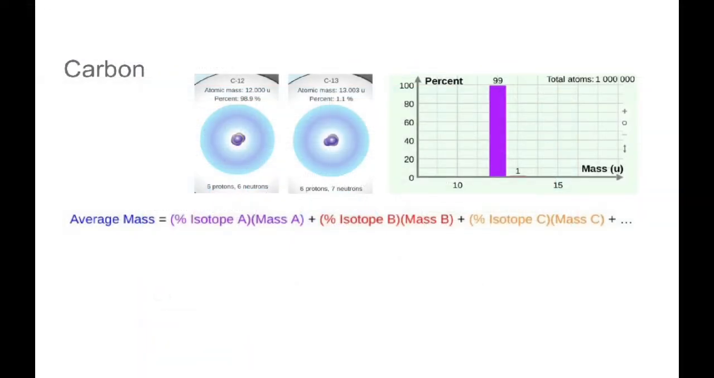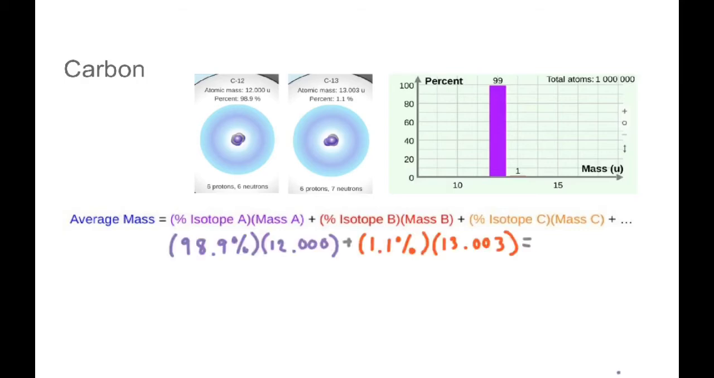So let's go ahead and do a calculation for the carbon isotopes. We saw from the simulation that 98.9% of the carbon isotopes were carbon-12, and 1.1% of the carbon isotopes were carbon-13. This is what it looks like when we plug in our values into the equation. However, we don't want to use percentages out of 100. We want to use the percentages as decimals. So for the percentages, move the decimal point over 2 places, or divide by 100.